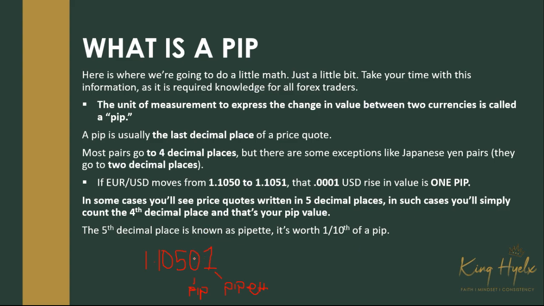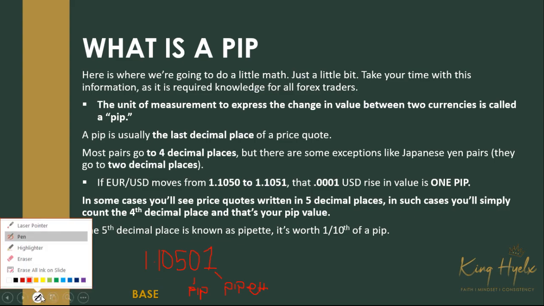So let's go over this again. A pip is the unit of measurement to express the change in value between two currencies, right? It's typically the 4th decimal place, or the second decimal place in currency pairs such as USD JPY. So 4th decimal place or second decimal place.